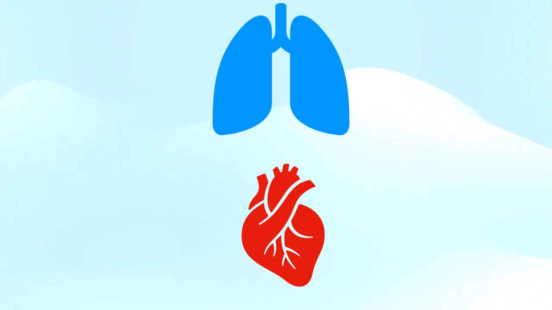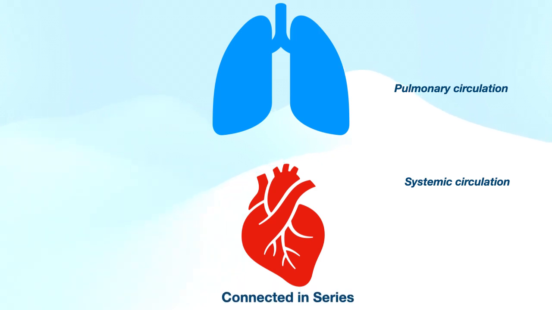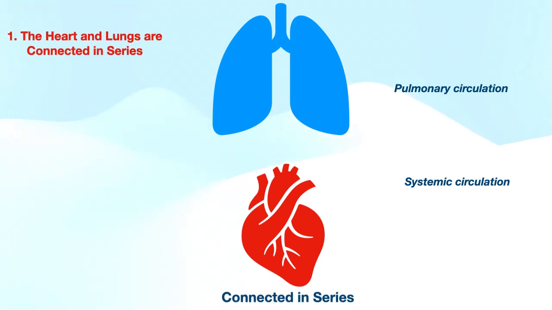The first is the pulmonary circulation, which is going through your lungs. The second is the systemic circulation. These two organs are connected in series, and that brings me to the first key factor. The heart and the lungs are connected in series. Let's see how it happens.